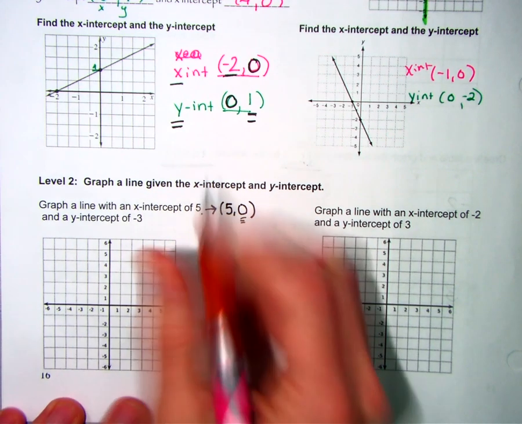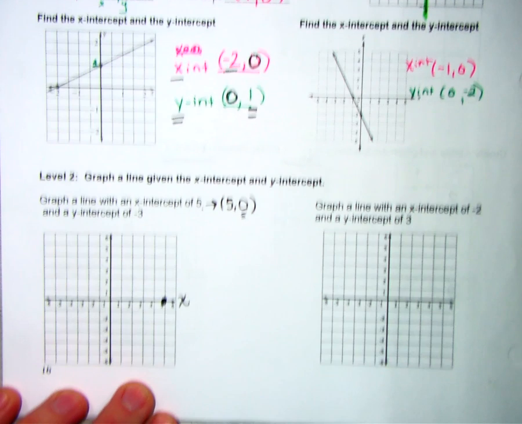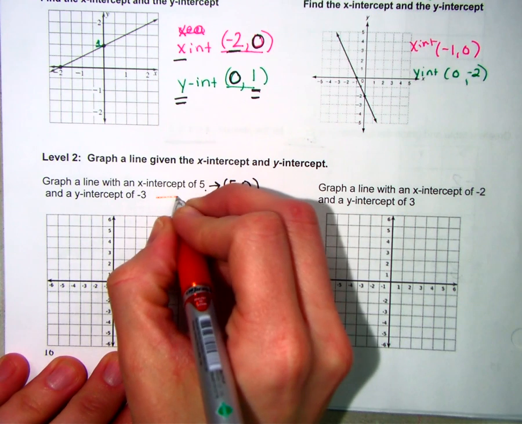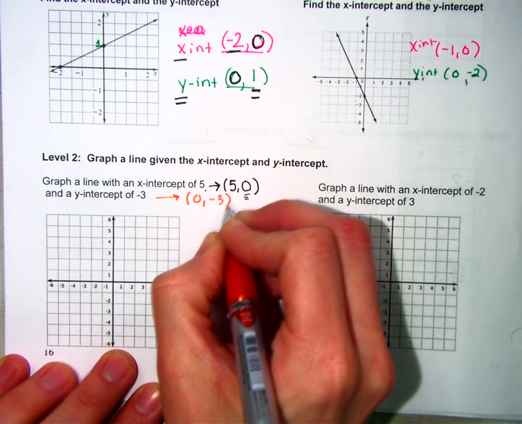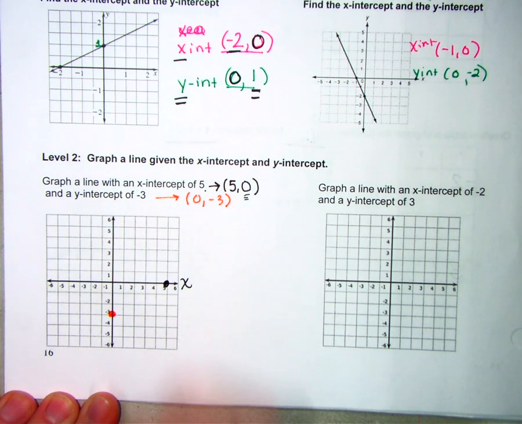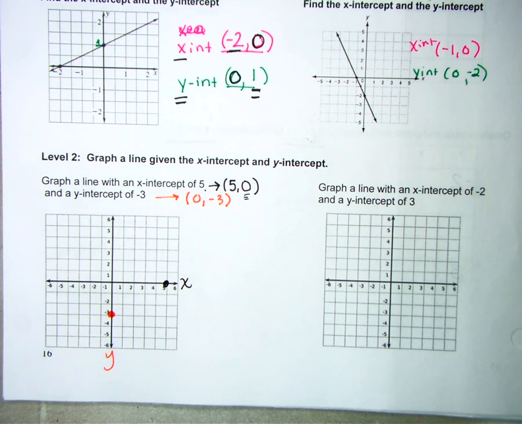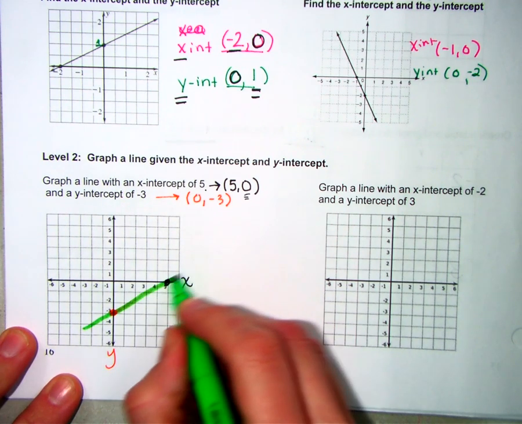So if our x-intercept is 5, that is the point on the x-axis at 5. So I'm just going to put a dot right there. Okay? Then it says the y-intercept is -3, which means that is the point 0, -3, which is on the y-axis at -3, and then we connect them. Okay, so because we didn't have school yesterday, this is a little bit of a recap. We already did that problem.